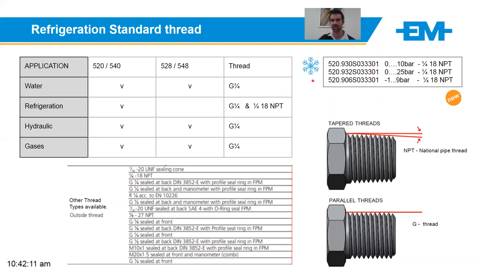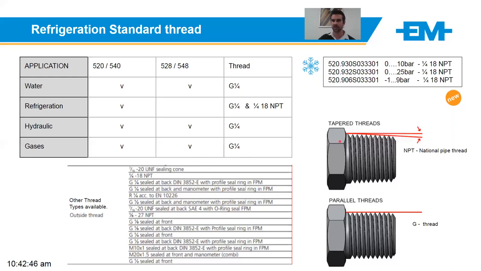These are the 520 types I've highlighted here, and they come with 1/4-inch 18 NPT threads. This again is by demand from our refrigeration clients, that this is more of their industry standard. So you'll see that our standard threads are G1/4 in the catalog, but we have additional stock that we do keep for our refrigeration clients, which is 1/4-18 NPT.